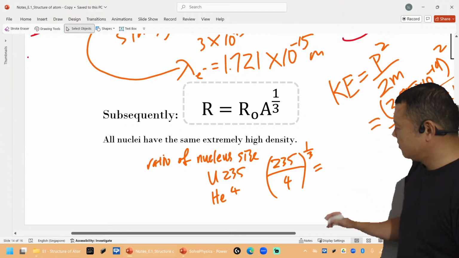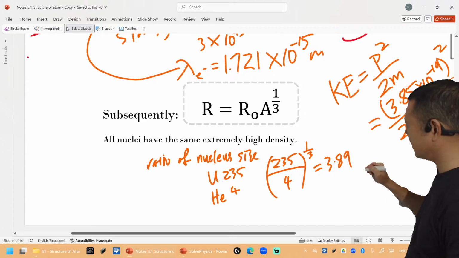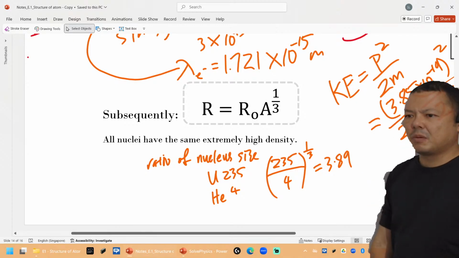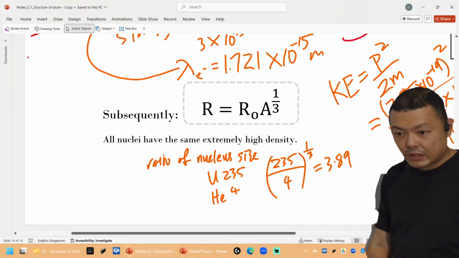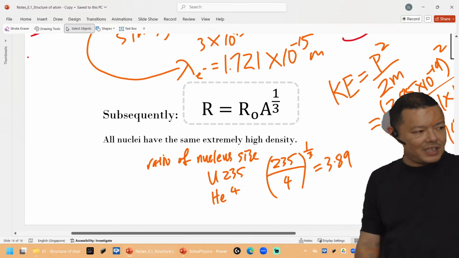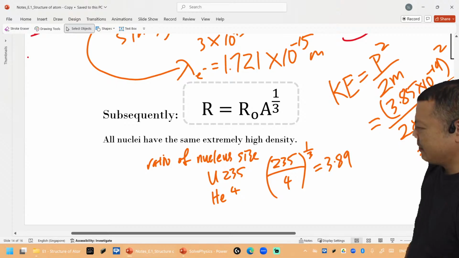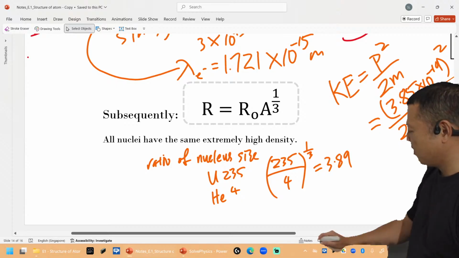3.89. Oh, okay, that's not much actually. That's like 4? Really? 4 times only? Okay, that's really not much then. That's surprising. That's so many more neutrons. That means you really pack in a lot more.